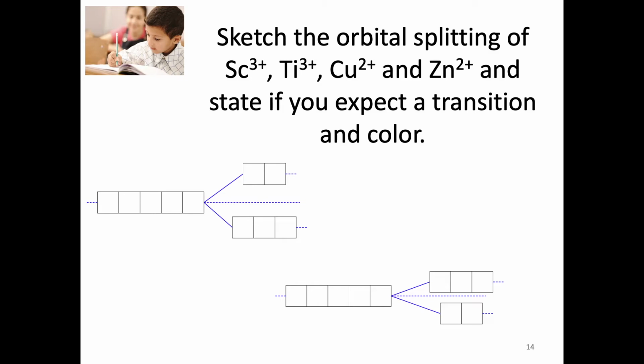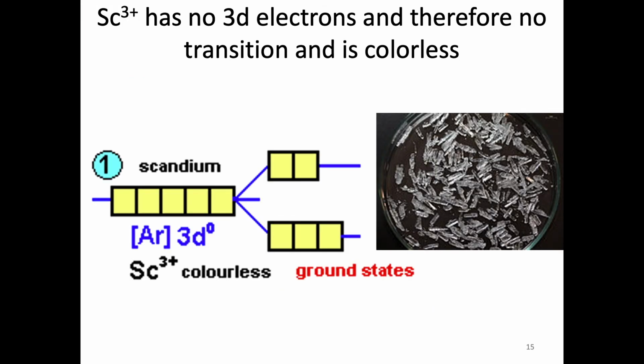All right. So let's sort of go through these one by one and see what we have. So we're going to start with the first one, scandium, and this is scandium 3+. And so if we look at the configuration, hopefully you got the same configuration here. So it's the configuration of argon, plus 3d0. So in this case, we have 0 d orbital electrons.